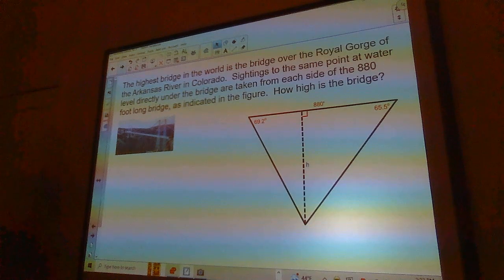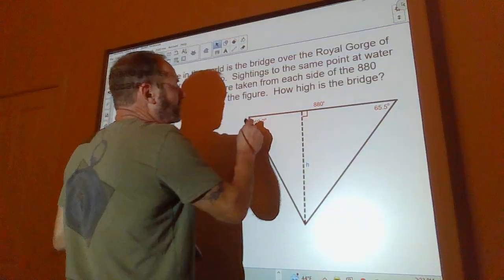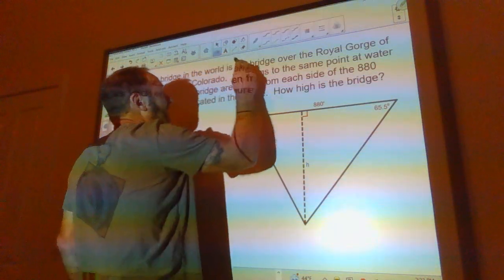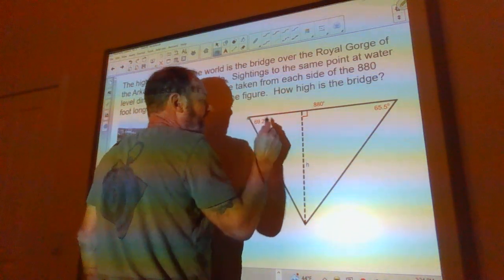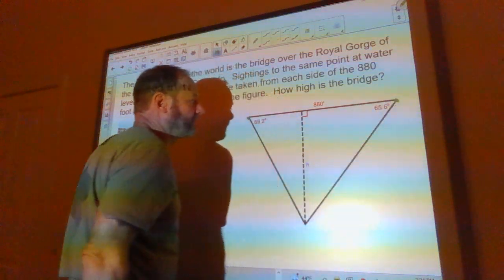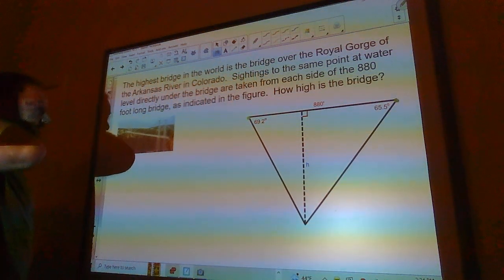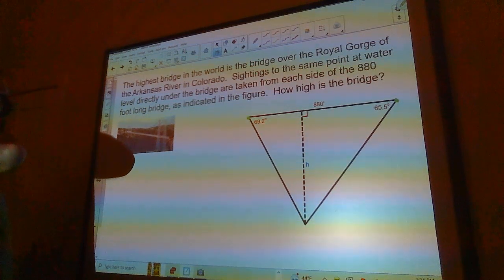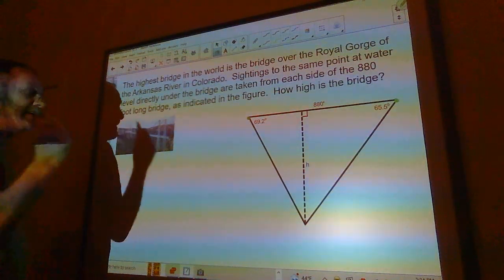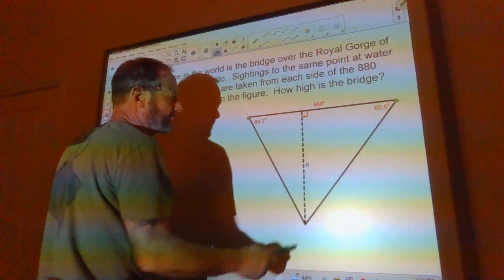The highest bridge in the world is the bridge over the Royal Gorge of the Arkansas River in Colorado. Sightings to the same point at water level directly under the bridge are taken from each side of the 880-foot-long bridge. So here's the bridge up here. It's 880 feet from here to here. How high is the bridge? We've got to calculate how high that thing is.